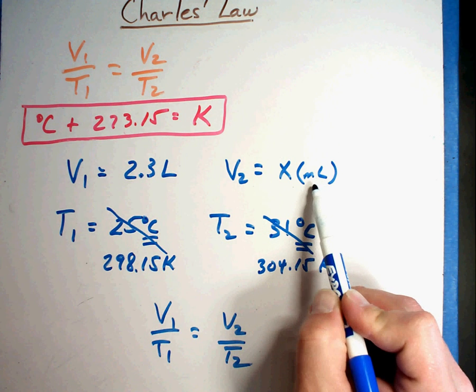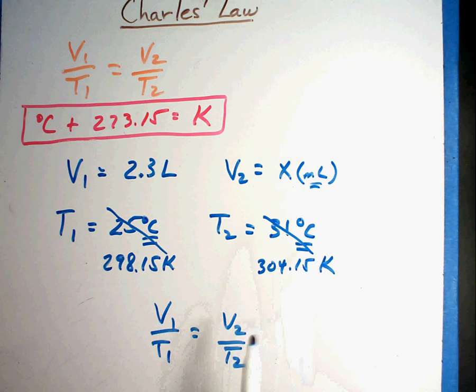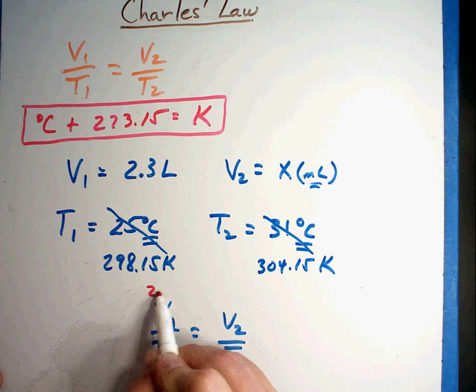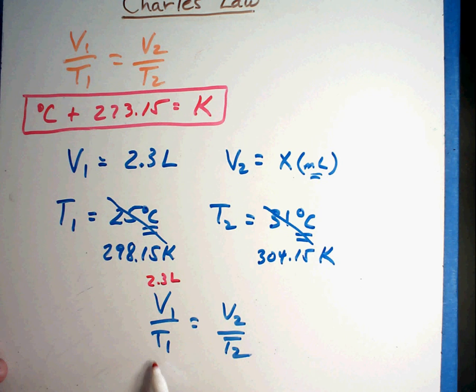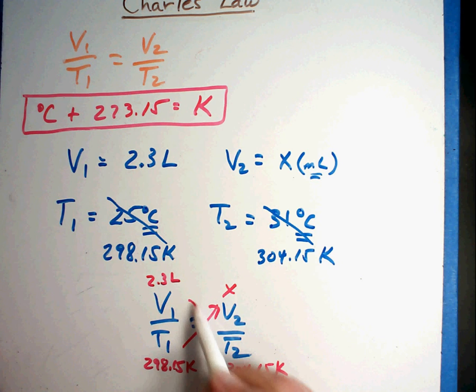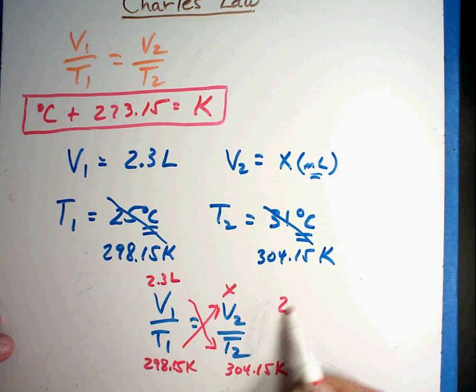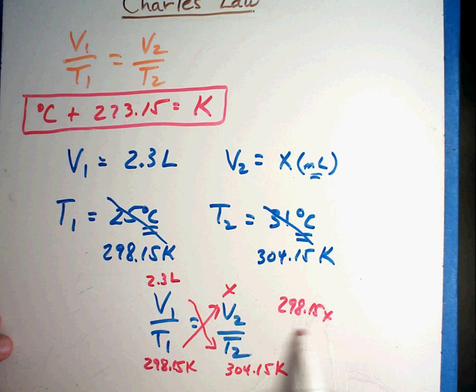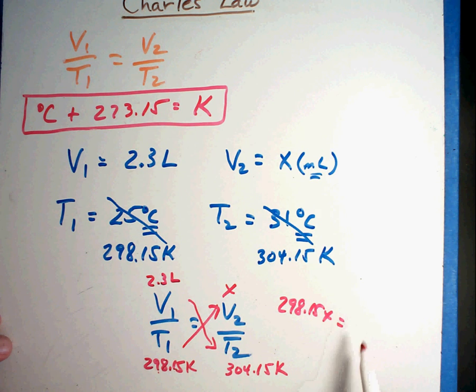So when I get my answer, I'm going to have to change it to milliliters. When I plug the numbers into the positions they represent, I have a volume of 2.3 liters, a temperature of 298.15 Kelvin that goes to 304.15 Kelvin, and there's my X. I'm going to cross multiply to solve, so that's 298.15X.